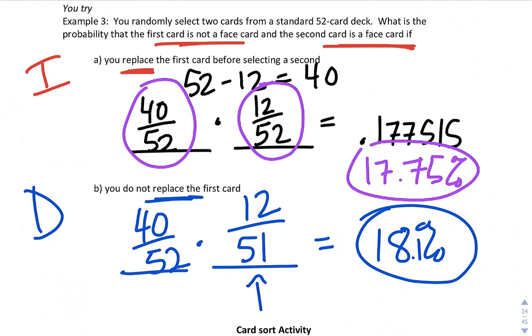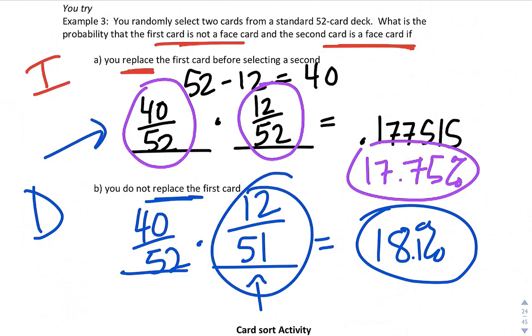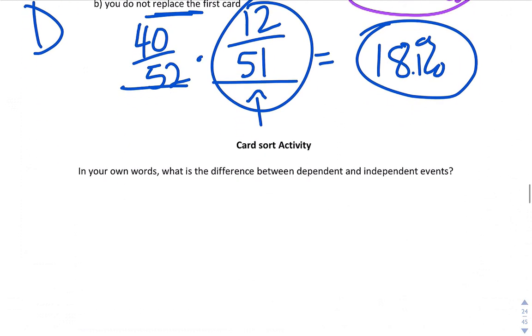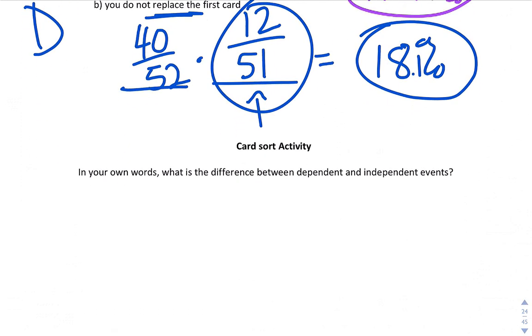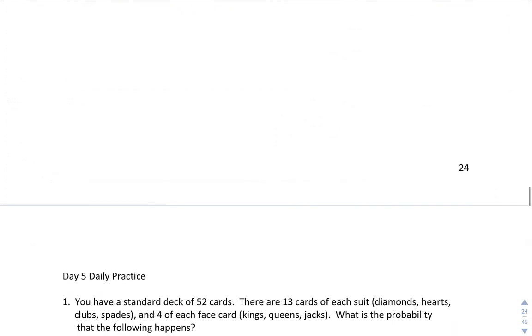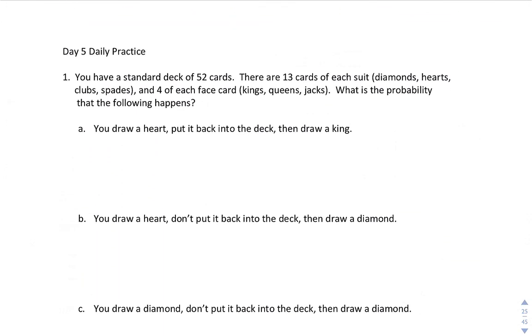All right, so we talk about independent and dependent events. One event depends on the other, versus independent, where you put it back in the deck and the outcome doesn't depend on the first one. So in class, we're going to do a card sort activity. What's the difference between dependent and independent events? And then we'll try the assignment, which deals with cards and also independent and dependent events.